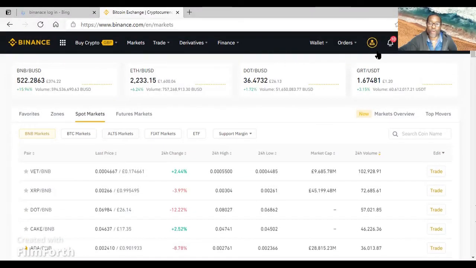You will not transfer your MOF directly to Binance. Remember, I said that they don't have MOF as one of the listed currencies. You can see here now I am at the spot market. You can see the page they have.